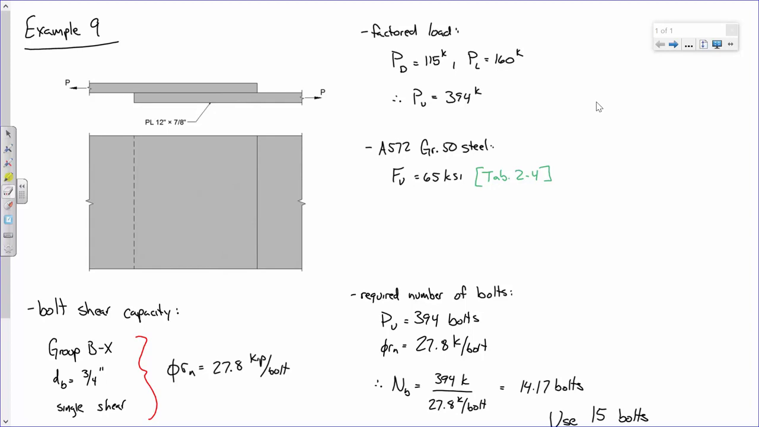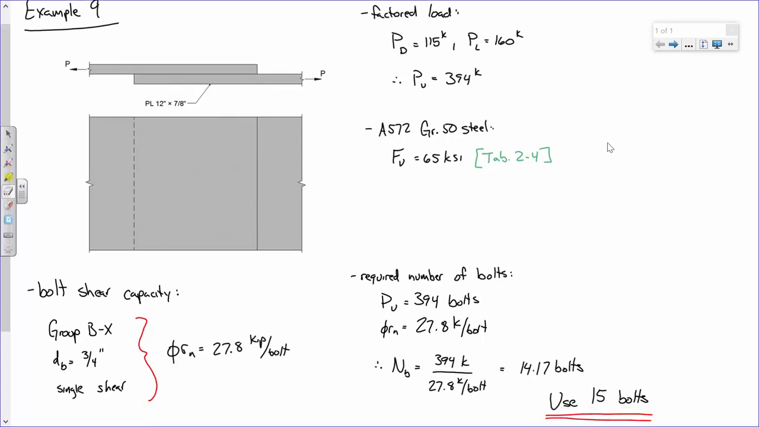Now these were Group B bolts. The threads were excluded. The bolts were 3/4 inches in diameter. This connection is single shear. Is everybody okay with identifying that as single shear? Just have a plate and a plate, so there's just one shear plane. Look up the capacity, and that capacity is 27.8 kips per bolt.